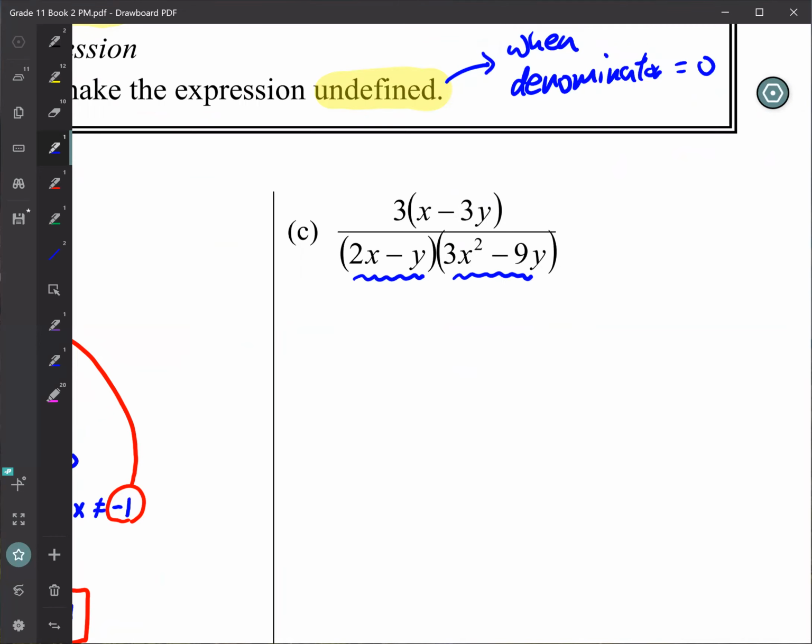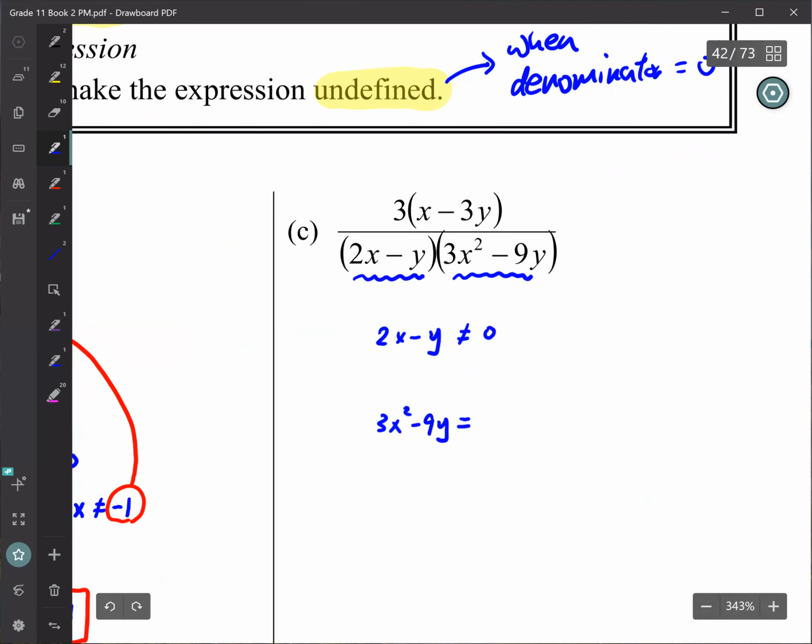Okay, so we'll do the first step. Each factor, we'll write it out. 2x minus y, that's our first factor. Same thing, it cannot be 0. And then 3x squared minus 9y, this is our second factor, also cannot be 0. So now you have 2 variables, right? If it's 2 variables, then you isolate only one of them. You can write that down.